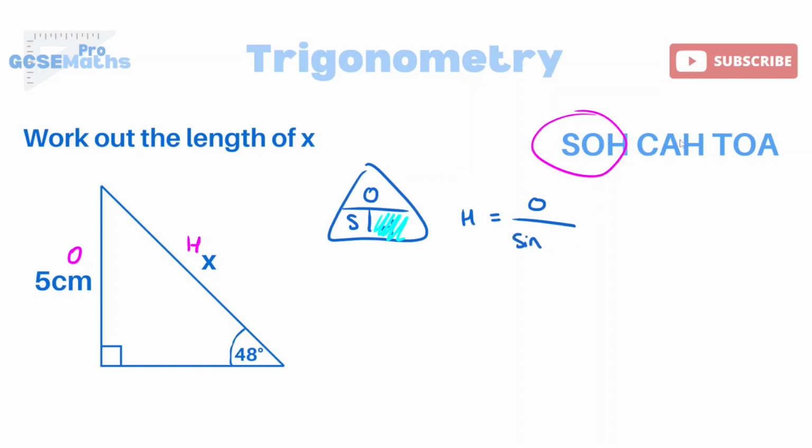Now, sin, cos, and tan, the buttons on your calculator, always go with the angle, okay? Always with the angle. Obviously, the hypotenuse and the opposite are the sides. So that's my formula. Now I can substitute in what I know. The hypotenuse in this case is x, isn't it? The opposite is 5. And sin of the angle is going to be sin 48. So this is what I need to put into my calculator.